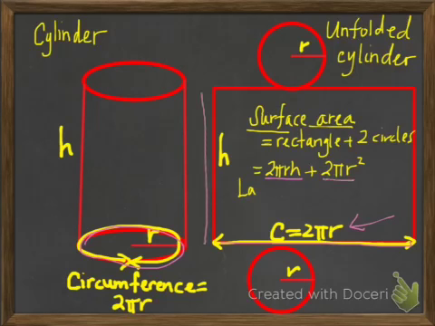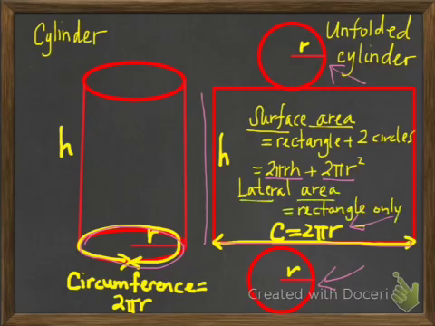Then we need two circles. That represents this circle and this circle. So we add all of that together to find the surface area. So the lateral area alone is just the rectangle only. So we just need 2 pi r h. That's all we need. All right, so you've got lateral area and you have surface area.